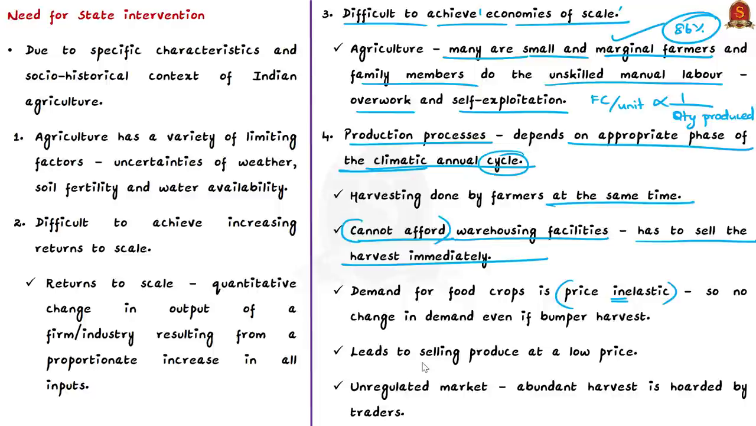Now, in an unregulated market, this abundant harvest is bought and hoarded by traders, and later they will sell it to consumers at high prices. So, in an unregulated market, both farmers and consumers are affected.